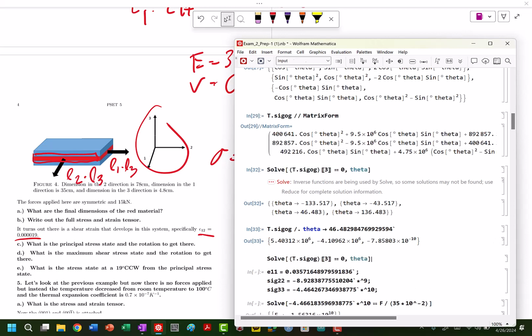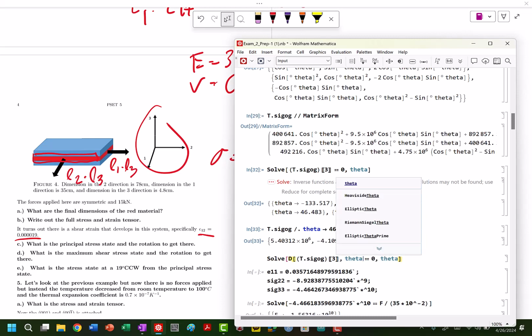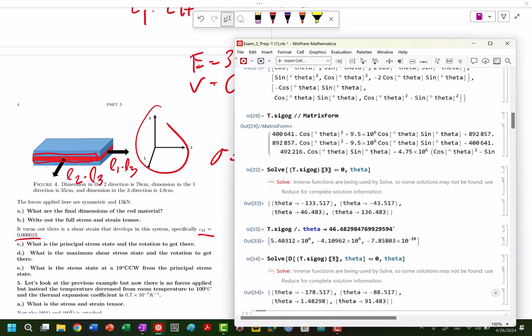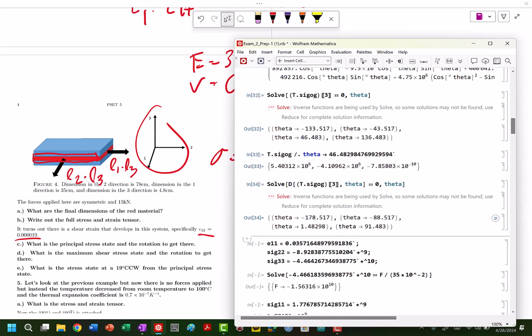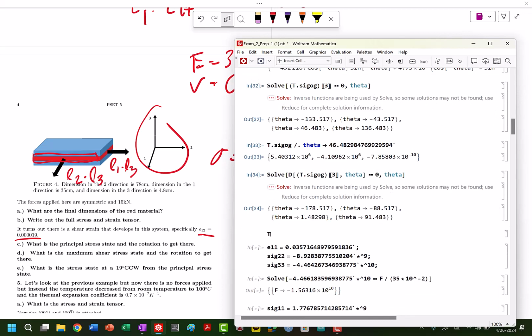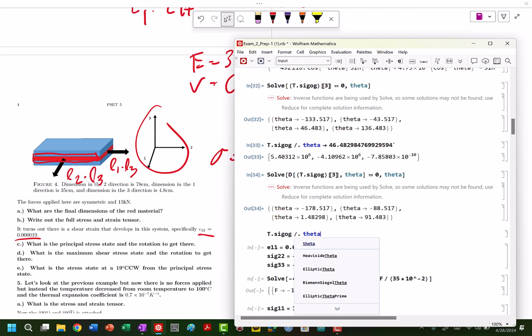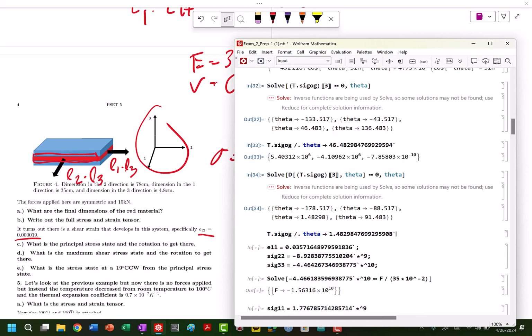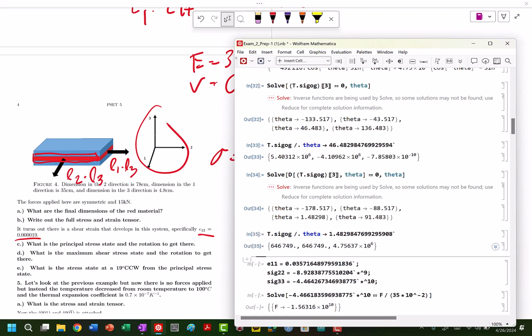If I want to, instead of making this 0, maximize to find my maximum shear stress, I'm going to take the derivative of this function with respect to theta and find what value sets it equal to 0 to maximize it. So that would be my rotation to maximum shear stress state. And then all I'd have to do is do T dot sigma, theta goes to this. And you see, this would be the value.